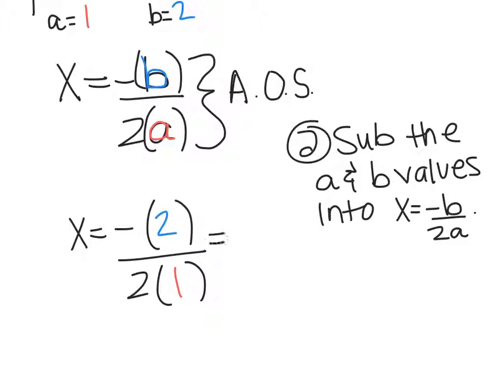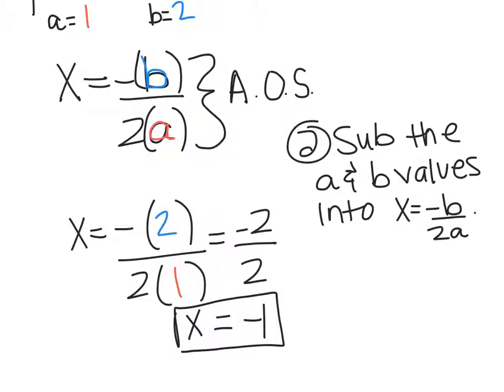-2 divided by 2, what does that equal? -2 divided by 2 equals -1. So our axis of symmetry is x equals -1. Woohoo! You just found the axis of symmetry algebraically.